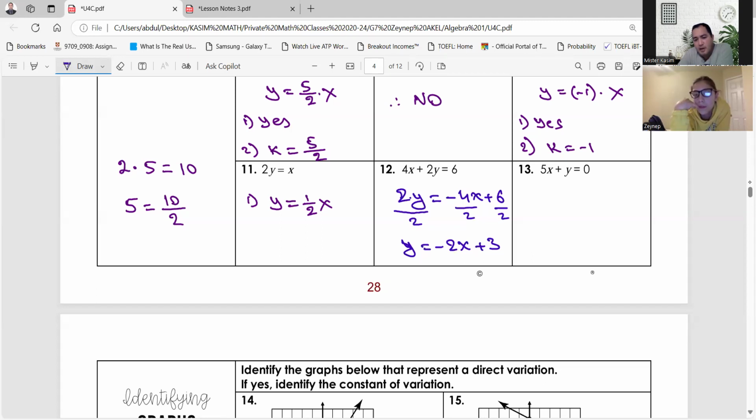Yes. No, we have plus 3 here, Zeynep. Oh, yeah, so just one equation. To be a direct variation, its equation must be y equals kx, right? Exactly like this. Otherwise, it's not. Because of this 3, that's why it is no. It does not represent a direct variation.